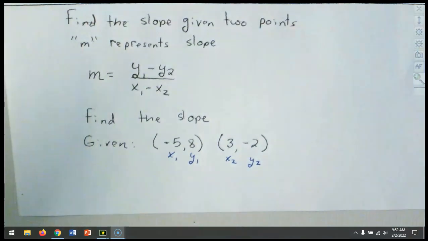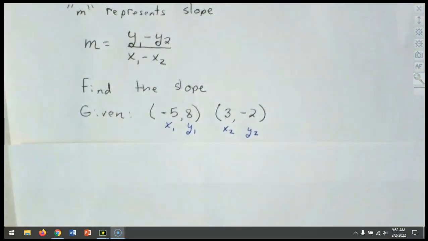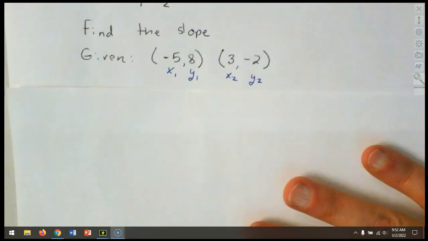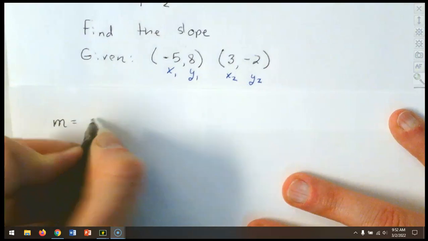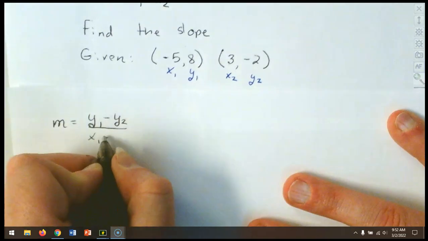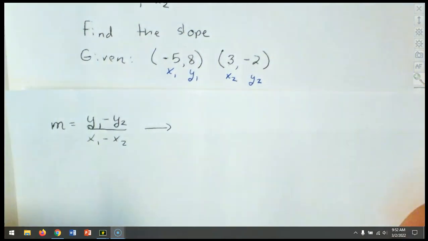Now, where students make a mistake, if they make a mistake, is it's either they accidentally put the x's on the top, or they're not careful with the double negatives, because sometimes you will have double negatives. Again, I always like to write the formula out. Every time I use it, it just reinforces that formula. So m equals y1 minus y2 over x1 minus x2. And I'm going to go ahead now and fill in my ordered pairs. Remember, y goes on the top, x goes down below.